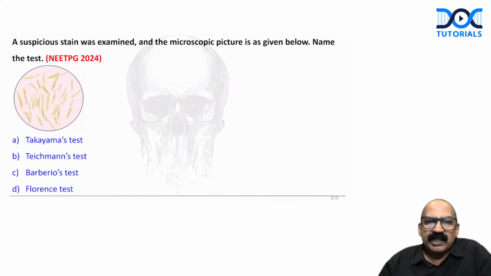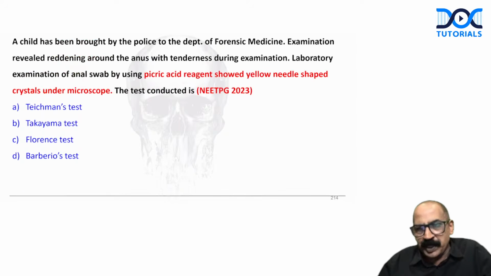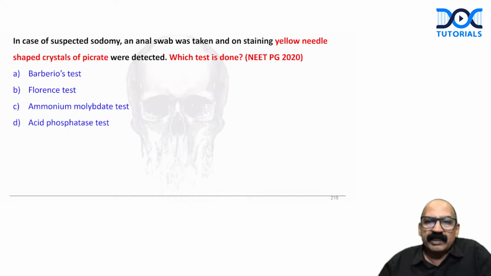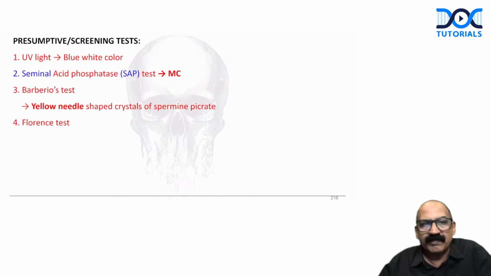A rape patient was examined and microscope pictures given below, name the test: Barberio's test. Now, you see, so many times they ask, even in NEET PG, FMG, everywhere, picric acid reagent showed yellow needle-shaped crystals, Barberio's test. Again, NEET PG, yellow needle-shaped crystals of picrate, answer, Barberio's test.